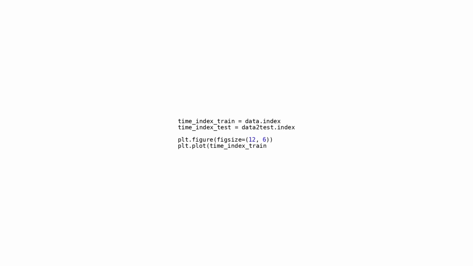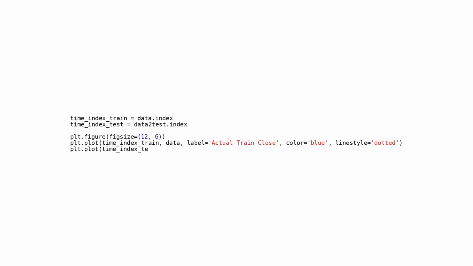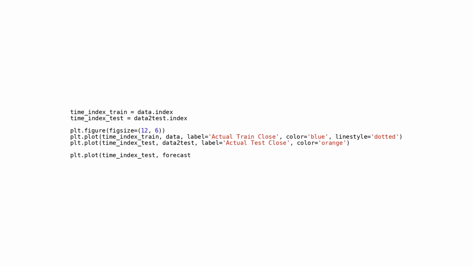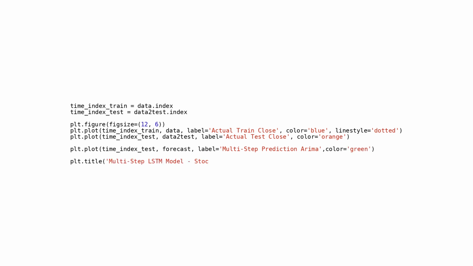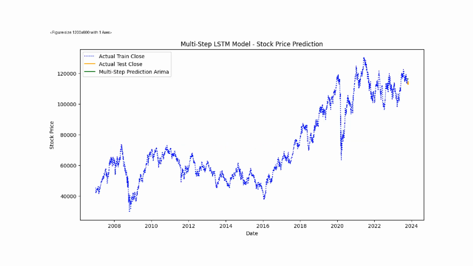This Python code is used to plot stock price data. It first assigns the date indexes for the training and testing datasets to variables. Then it creates a figure with a specific size for plotting. The training data is plotted in blue with a dotted line, while the testing data is plotted in orange. A separate set of data representing predicted stock prices from an ARIMA model is plotted in green. The title of the plot incorrectly states it's from an LSTM model. The x-axis is labeled as date and the y-axis is stock price. A legend is included to distinguish the different data sets. The plot is displayed for visual analysis.